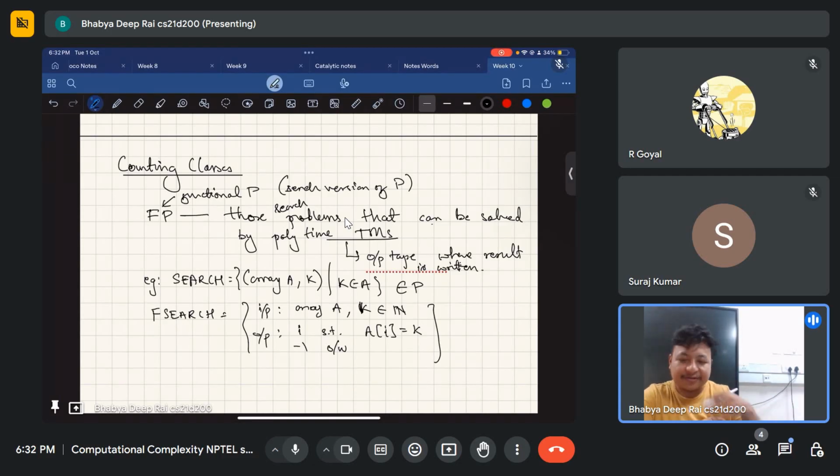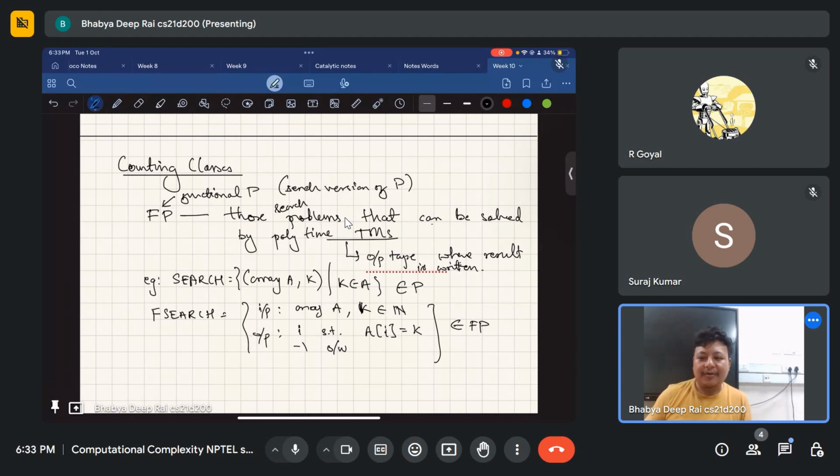In this, S search was a yes or no answer. F search is not a yes or no answer, and this is in FP. The algorithm can be thought of as a Turing machine with an output tape where my final natural number will be written, in binary. Basically you scan left to right, check whether any index contains that element, and that index I just copy into the output tape of the Turing machine. I'm not only writing 1 or 0 on the output tape. I'm writing some non-trivial string out there. So this is what FP is.